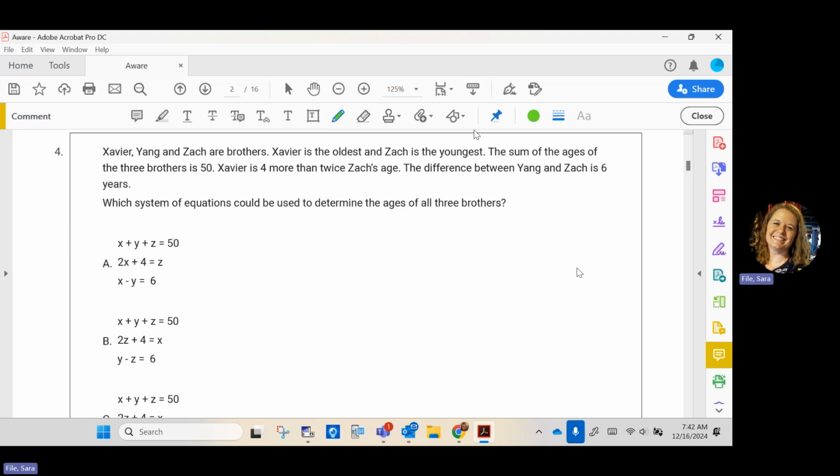So they're not asking us to solve for their ages. They're just asking us how we would set up the system if we wanted to solve. So I'm going to go through each of these sentences up here and break them down into an equation.